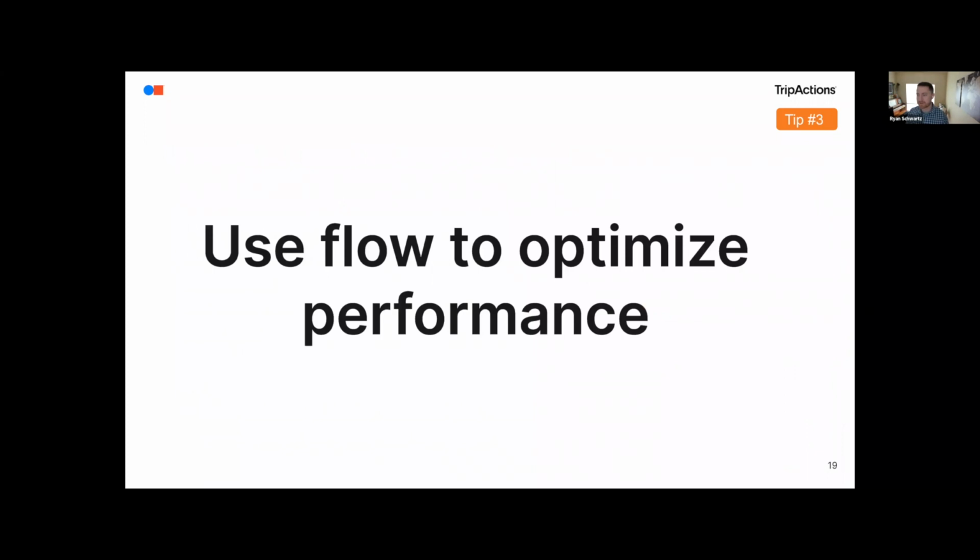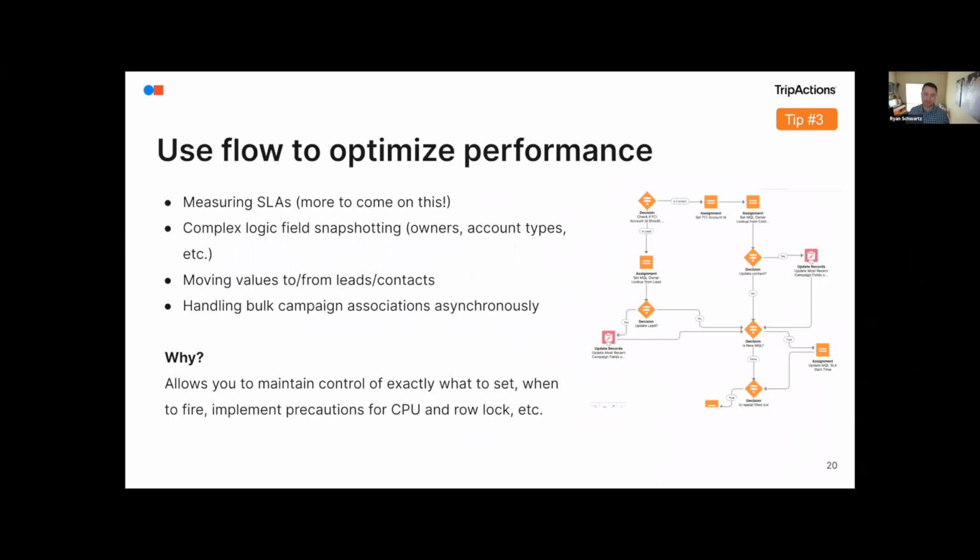And the other recommendation, tip number 3, is use Flow to optimize performance. So what are some examples of this? Now, first I'll say Flow is what I like to use just because Flow has come a long way over the past few years. There's so much you can do with it now. If you are a company that has developers in-house that you prefer to do everything in Apex, by all means, you can certainly do that. Apex is very efficient as well. But for those who don't have Apex developers in-house, Flow is a great alternative. It's come a long way over the last couple of years.